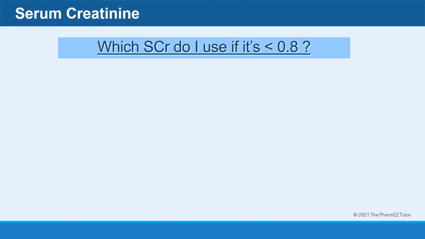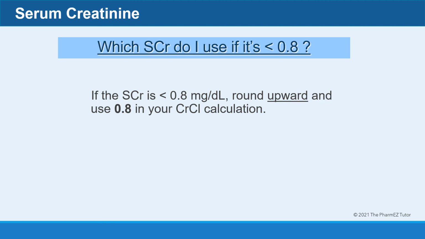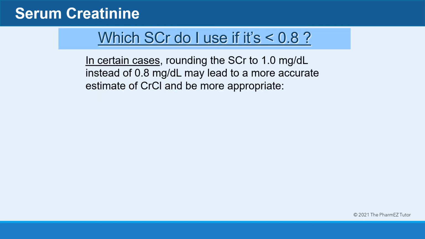Which serum creatinine do I use if it's less than 0.8? If the serum creatinine is less than 0.8, you want to round upward and use 0.8 in your creatinine clearance calculation. However, in certain cases, rounding the serum creatinine to 1 instead of 0.8 may lead to a more accurate estimate of creatinine clearance and be more appropriate.